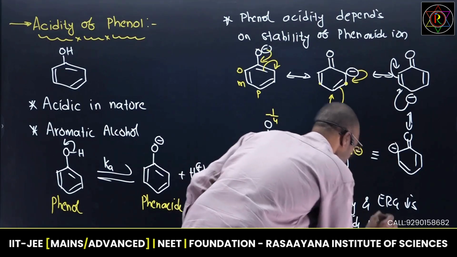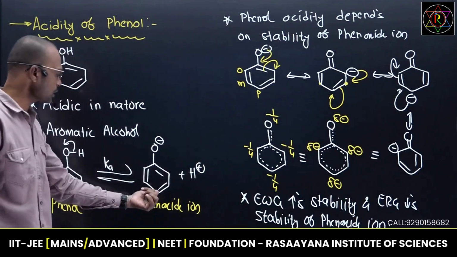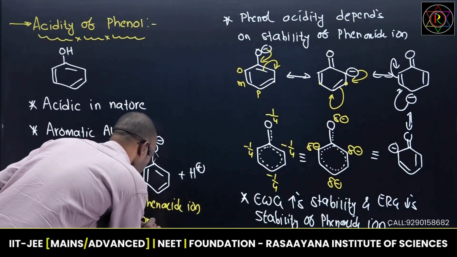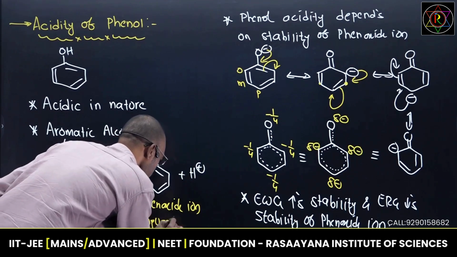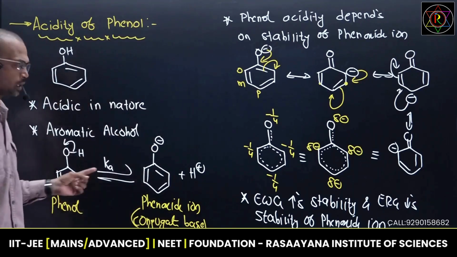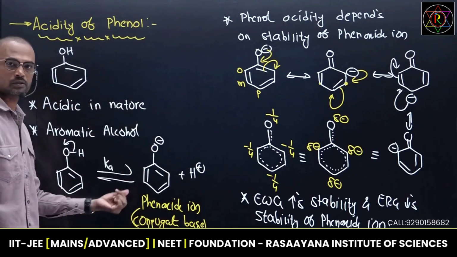Every time, remember to target the conjugate base here. It is a conjugate base of this acid. So I can say the negative ion which is formed is also called the conjugate base. It is a conjugate base of phenol. That's why these two are called conjugate acid-base pairs.